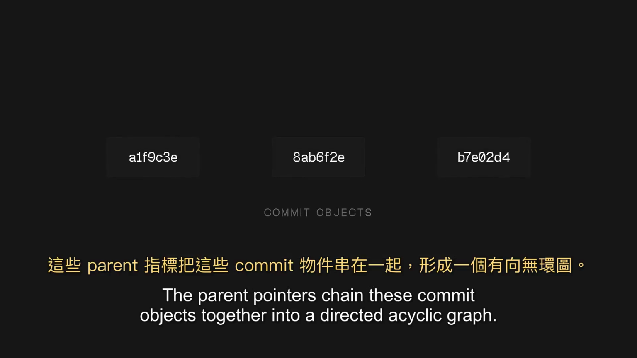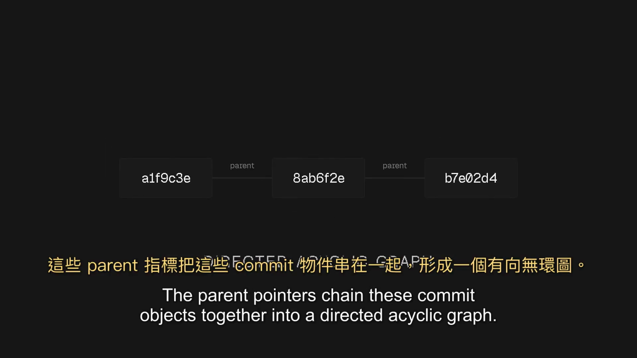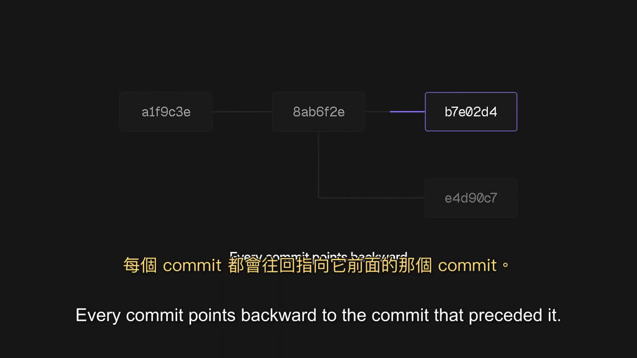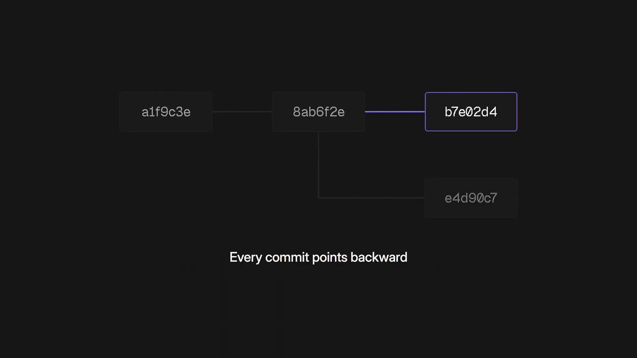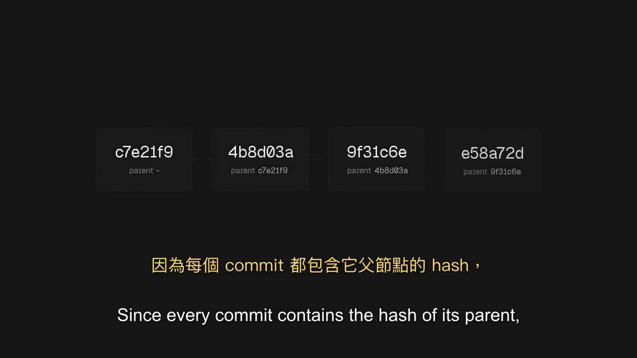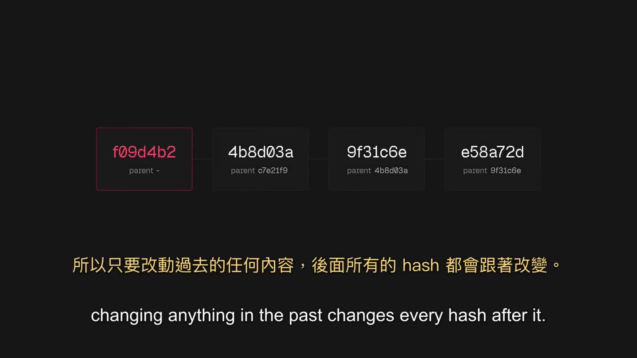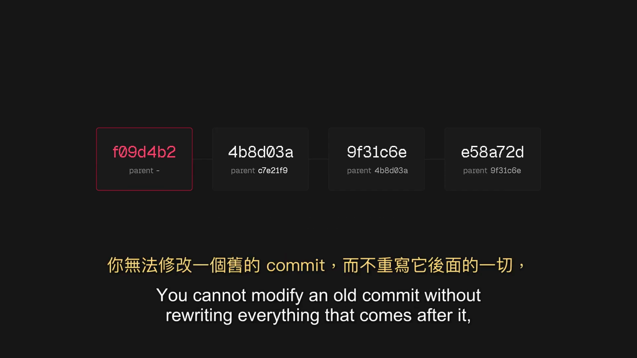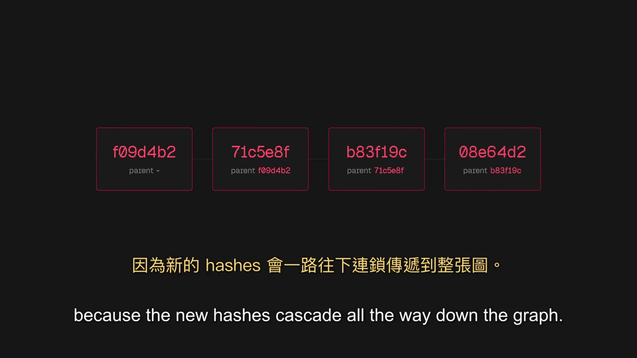The parent pointers chain these commit objects together into a directed acyclic graph. That graph is your project history. Every commit points backward to the commit that preceded it. Since every commit contains the hash of its parent, changing anything in the past changes every hash after it. This Merkle-style structure is the same idea that blockchains are built on. You cannot modify an old commit without rewriting everything that comes after it, because the new hashes cascade all the way down the graph.